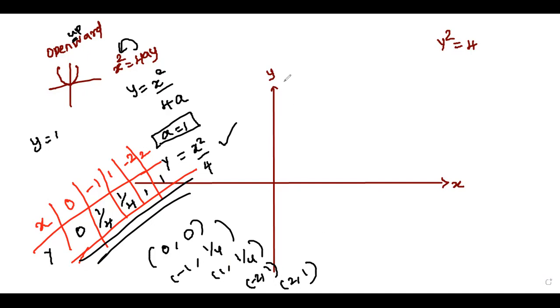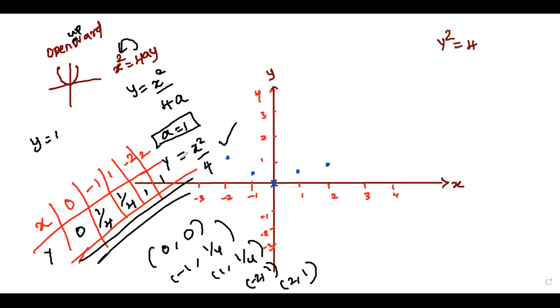So if I plot this in the graph, you know this already. This is the positive end, it goes like 1, 2, 3, 4. And this also like 1, 2, 3, 4. And this one is like negative 1, negative 2, negative 3. This is also negative. So 0, 0, you will have it here. Negative 1, 1 by 4 maybe here. Positive 1, 1 by 4 will be here. Negative 2, 1 somewhere here. Positive 2, 1 somewhere here.